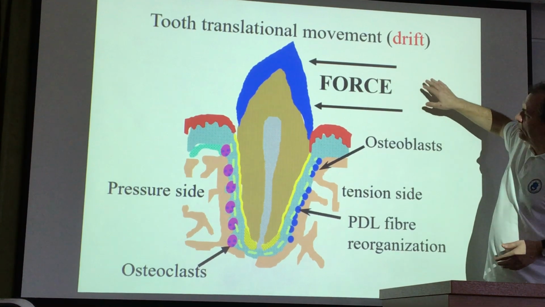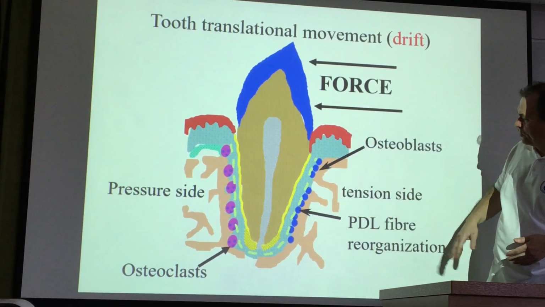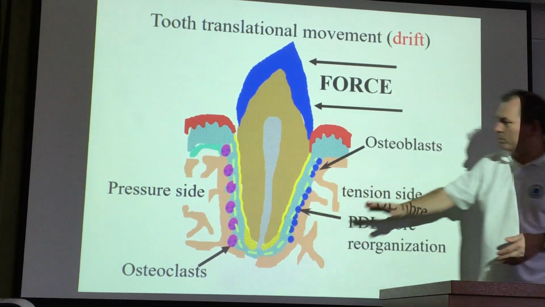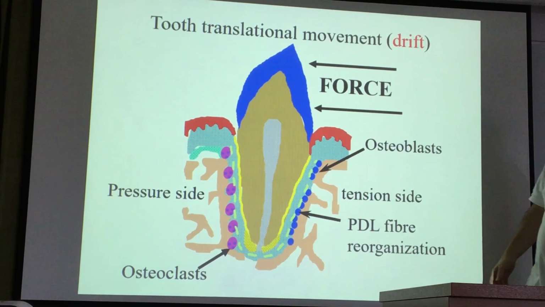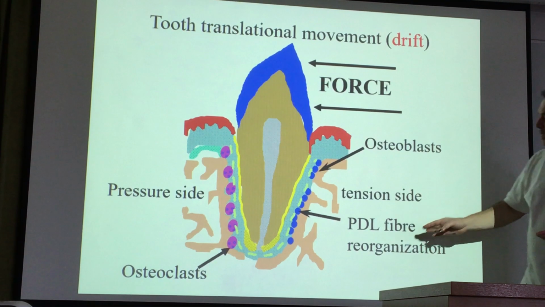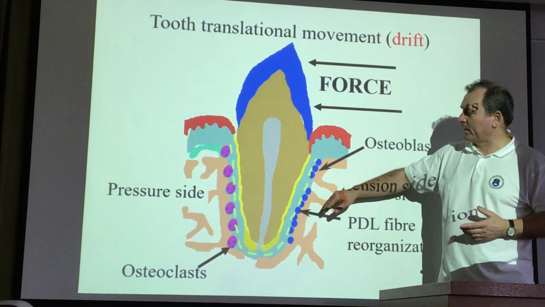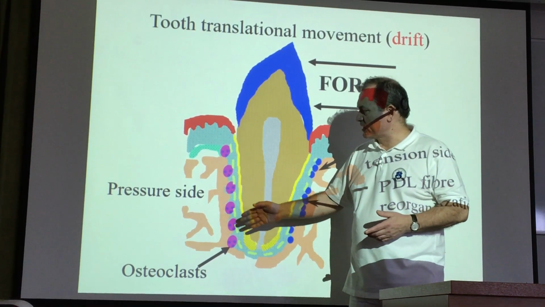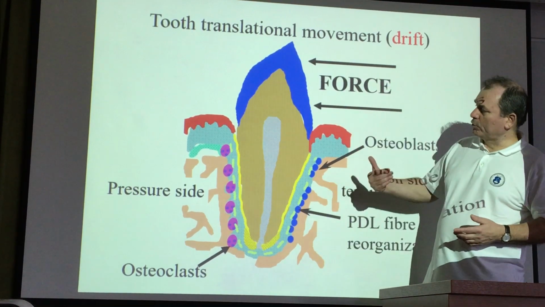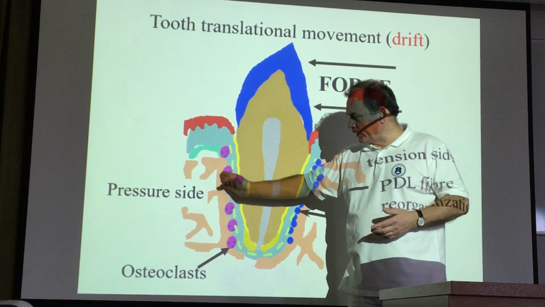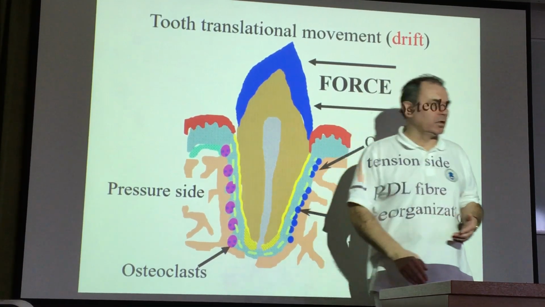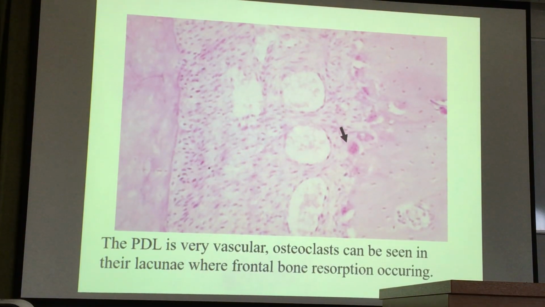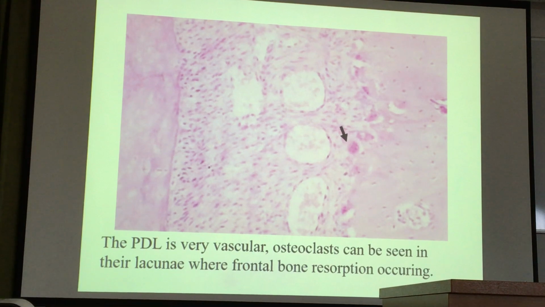So you can see here this translational movement. So this is the normal situation. On the pressure side, osteoclastic cells are active. On the tension side, osteoblasts are active. New bone is formed on the tension side, and bone is removed from the pressure side and the frontal surface of the lamina dura. This is the inner cortical plate or lamina dura with osteoclasts.